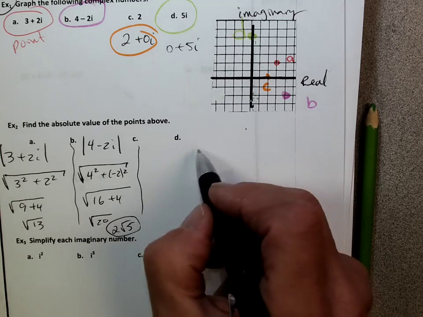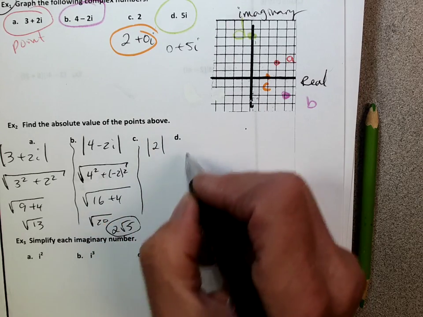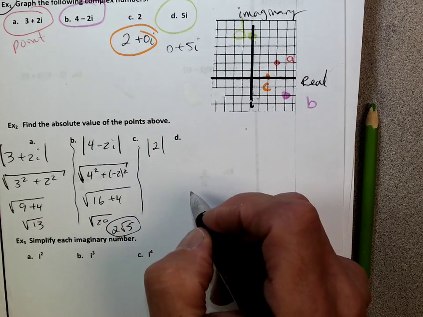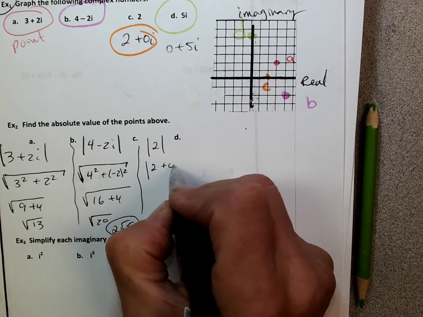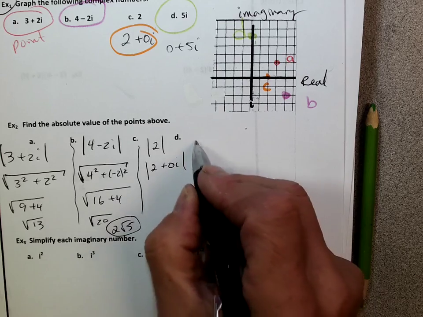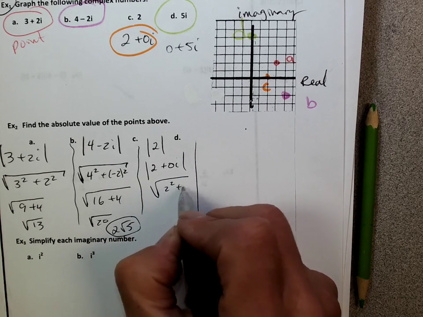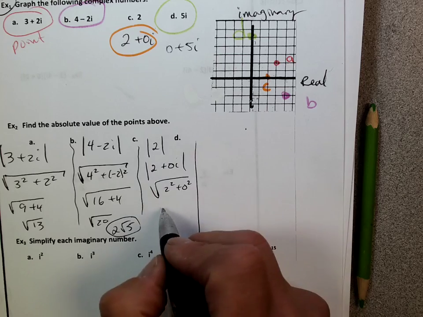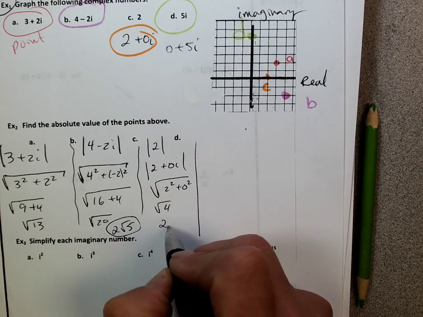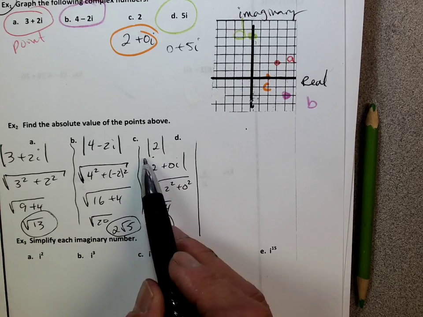C. We want to find the absolute value of just 2. Well, it's really the absolute value of 2 plus 0i, which is the square root of 2 squared plus 0 squared. It's kind of exactly what I thought it would be. Square root of 4, which is just 2. Kind of saw that coming, didn't I? Absolute value of 2 is just 2, right?